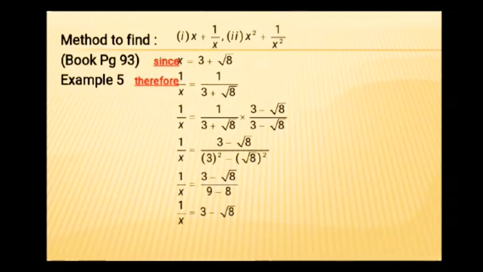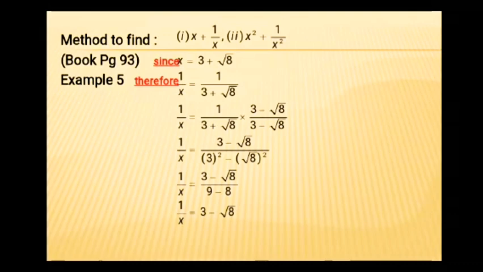Now the method to find x plus 1 over x and x square plus 1 over x square will be discussed. So example number 5 from the book, page 93 has been taken. Again x is given to you, 3 plus under root 8. We have to add x and 1 over x, so we need to find out first of all 1 over x, as we have done in the previous question. So substitute the value of x in 1 over x. It will become 1 over 3 plus under root 8.